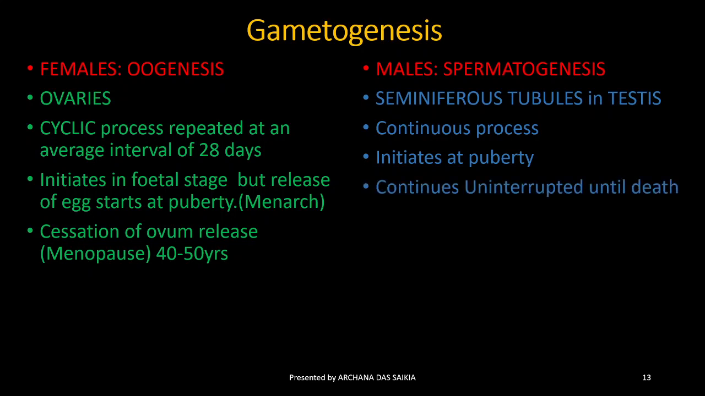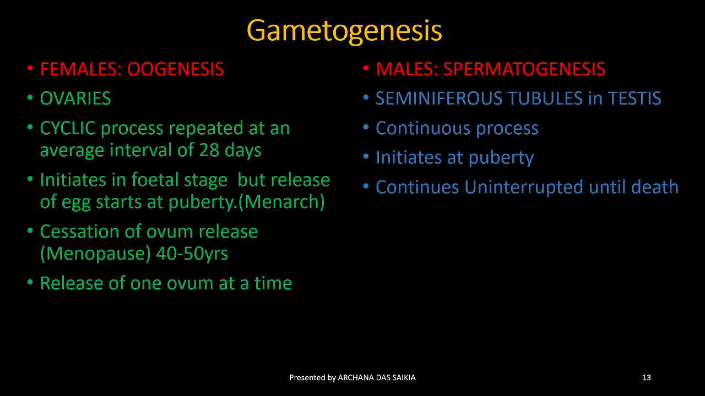Now in males, unlike females, it continues uninterrupted until death. The formation of gamete continues until death, unless the particular person is suffering from some ailment or disease. That is a different issue. It might happen so, but otherwise normally it will continue. That means the males remain capable of releasing sperms till death.